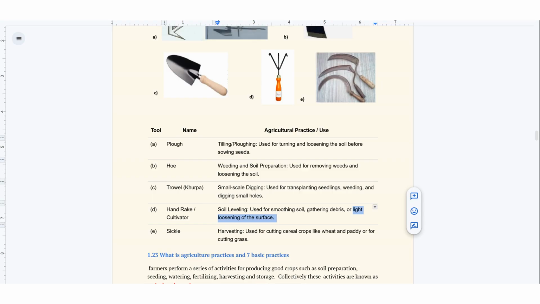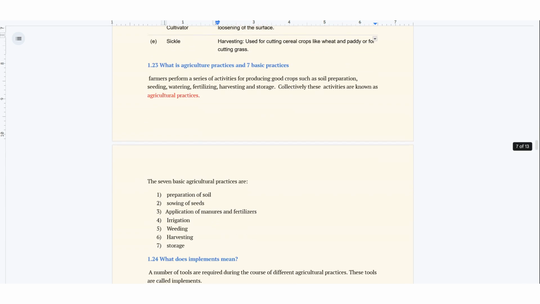Okay, so let's go to the next point. What are agriculture practices and seven best practices? Farmers perform a series of activities for producing good crops such as soil preparation, seeding, watering, fertilizing, harvesting, storage.